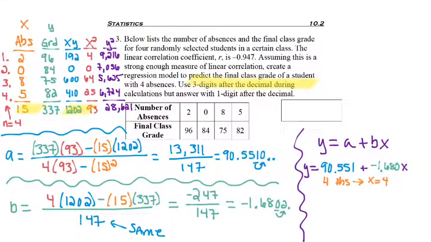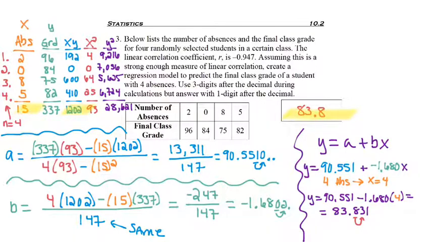So we were finding the results for a person who had 4 absences. And so that means we're letting X equal 4. I come to my model, and where X is, I enter a 4, and I calculate 83.831, rounding 1 digit after the decimal for my answer, 83.8. Now remember, the last piece I mentioned is always, does your answer make sense?